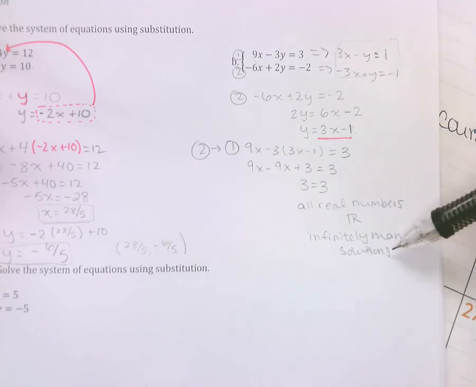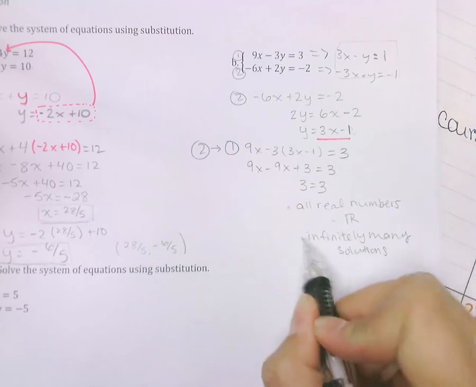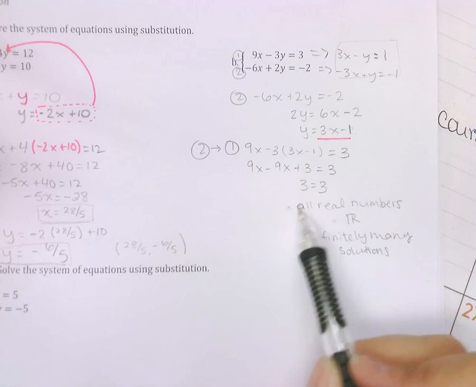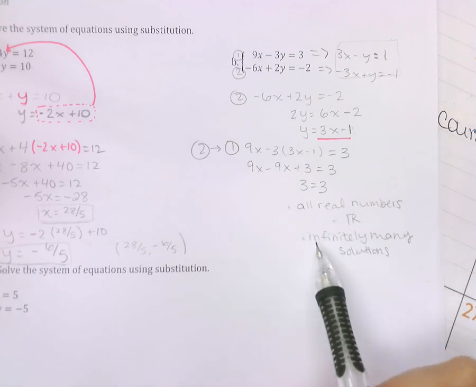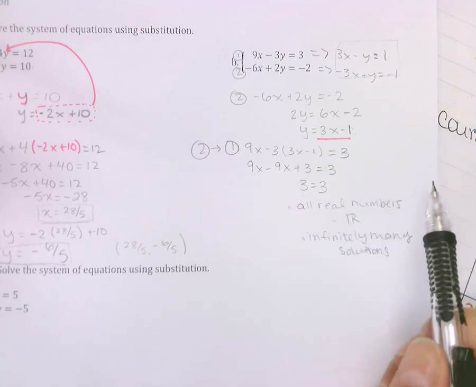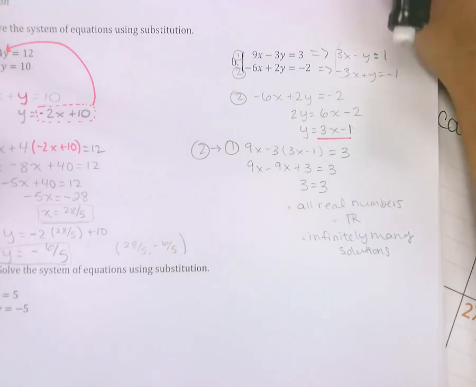Okay, so when you have something where you tried to solve and you get 3 equals 3, which is a true statement, you can either write all real numbers, you put the little real number symbol, or you can write infinitely many solutions. If you get 3 equals 4, what's the answer? No solution. Right. Or 0 with a cross.